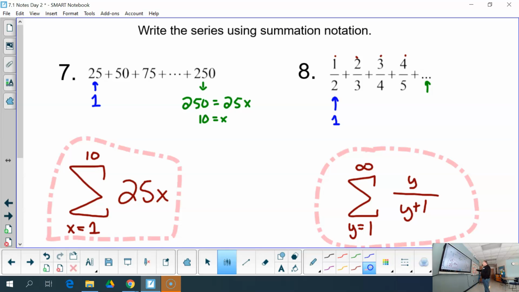Good way to check: your rule has to work for every term that you see. If your rule only works on one of the terms, then it's not a rule for that sequence or series. It's got to work for every single term that you see.